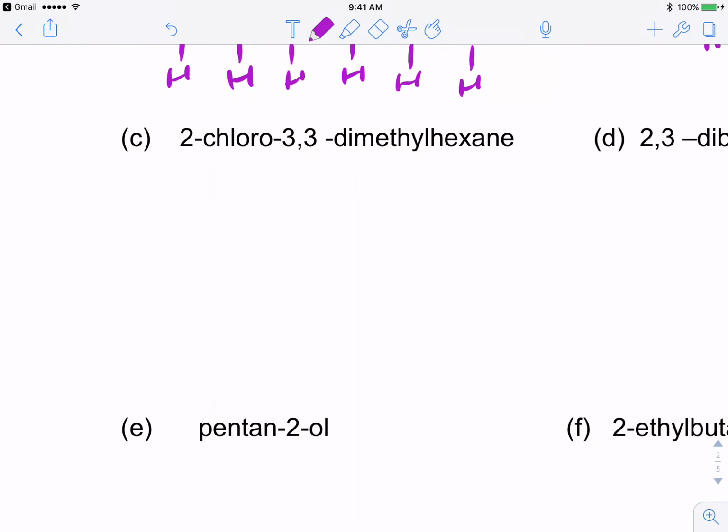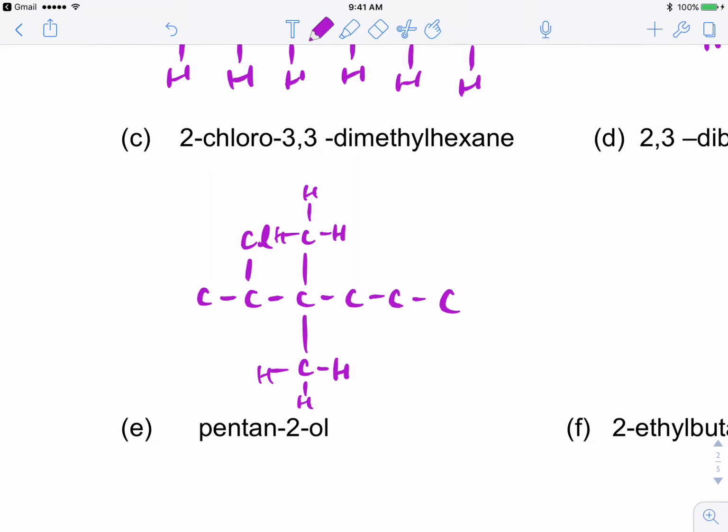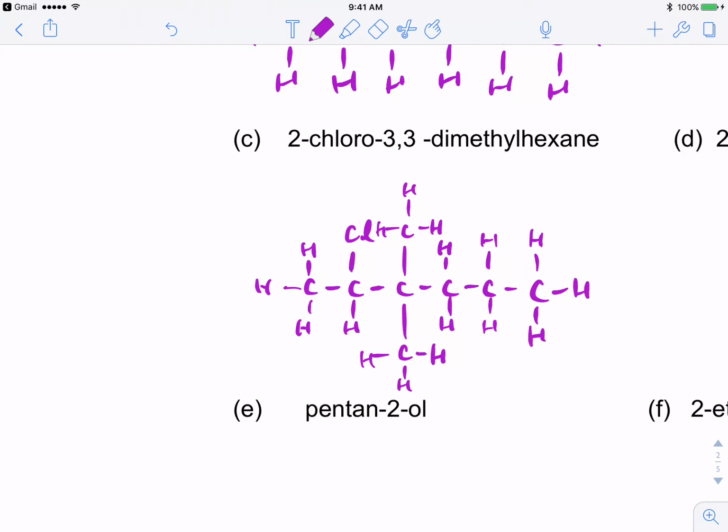2-chloro-3-methylhexane. 1, 2, 3, 4, 5, 6. First, let's draw the 2-chloro: a chlorine at the second carbon, then there's a methyl group at the third carbon. Then just fill in hydrogen for the rest. That's it. If I were to draw the skeletal formula, 1, 2, 3, 4, 5, 6, then 2-chloro, 3-methyl.